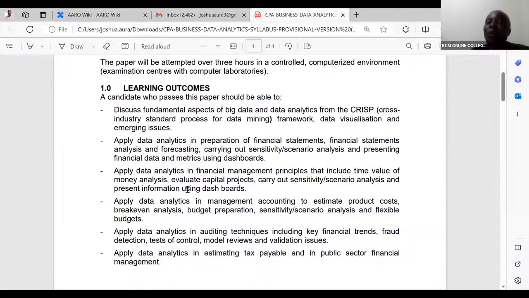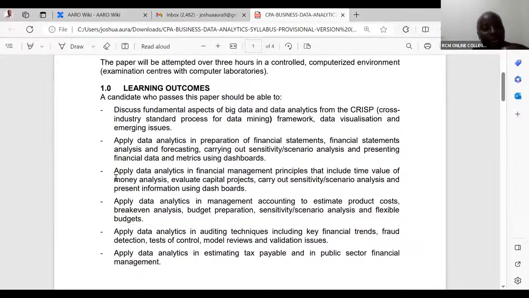CRISP basically stands for Cross-Industry Standard Process for Data Mining. Data mining is a key thing. We shall be required to teach you how to present data for purposes of visuals. Data visualization. Remember, human beings don't need a lot of words. Human beings would want graphs. It's easy to interpret graphs. And presenting financial data and the metrics using dashboards.